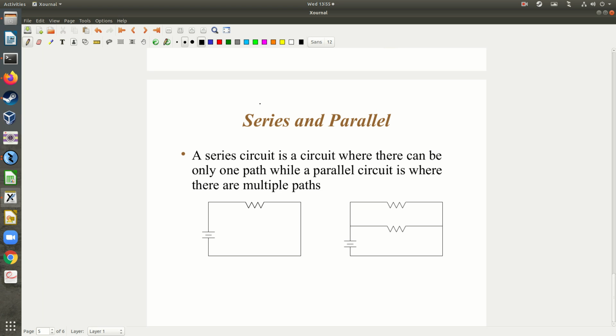But we do have two things. We have a series and we have a parallel circuit. Your series circuit takes one path, and that's this one, and your parallel can have multiple paths.